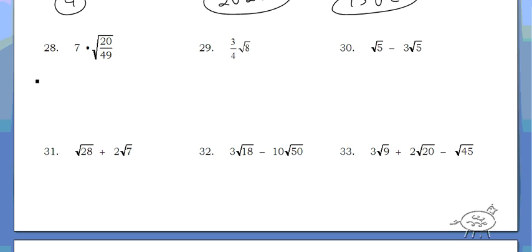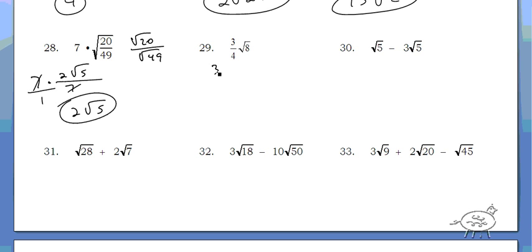Okay, I'm going to leave that 7 just hanging out there, and I'm going to deal with this. Isn't that the same thing as square root of 20 over square root of 49? Well, square root of 49, isn't that 7? So 7's on the bottom. Square root of 20 is 2 root 5. And then you multiply it, right? 7 over 1 times 2 root 5 over 7. 7's cancel. And I just have 2 root 5.